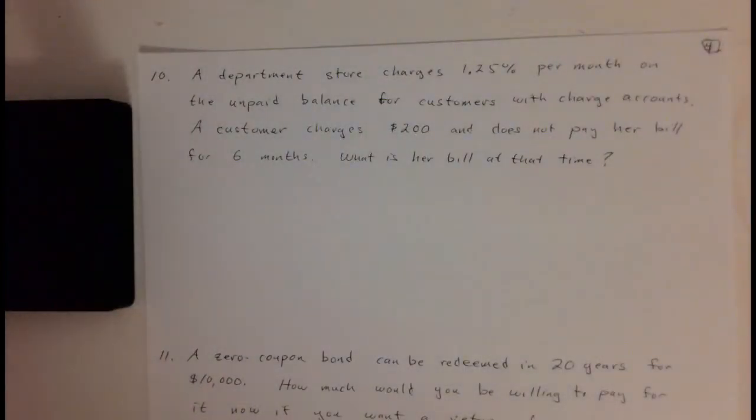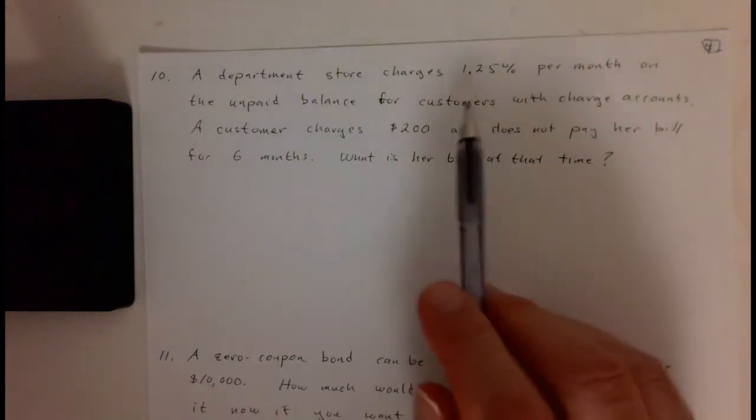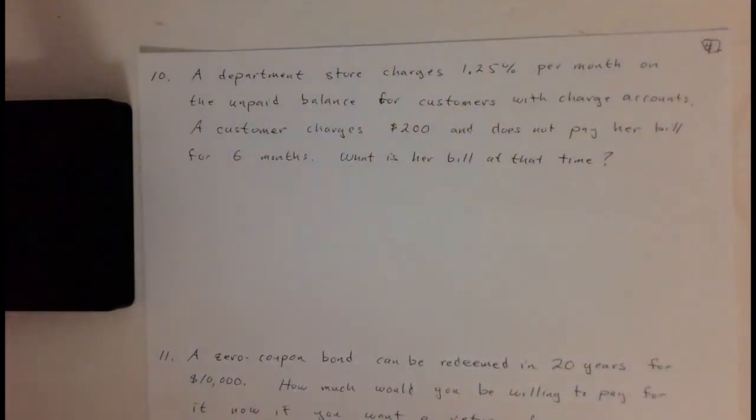All right, so for example 10, this is a case where you really want to read the problem very carefully. A department store charges 1.25% per month on the unpaid balance for customers with a charge account. If a customer charges $200 and does not pay her bill for 6 months, what is her bill at that time? Now, the important thing to read here is this 1.25%. That is not the annual interest rate, is it? It's the rate per month, right?